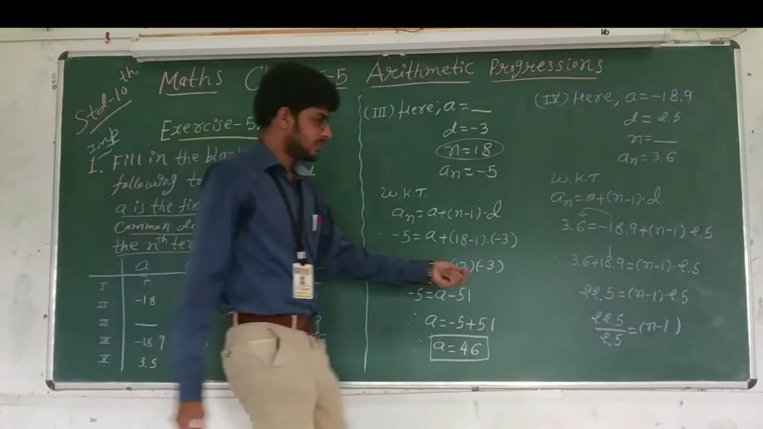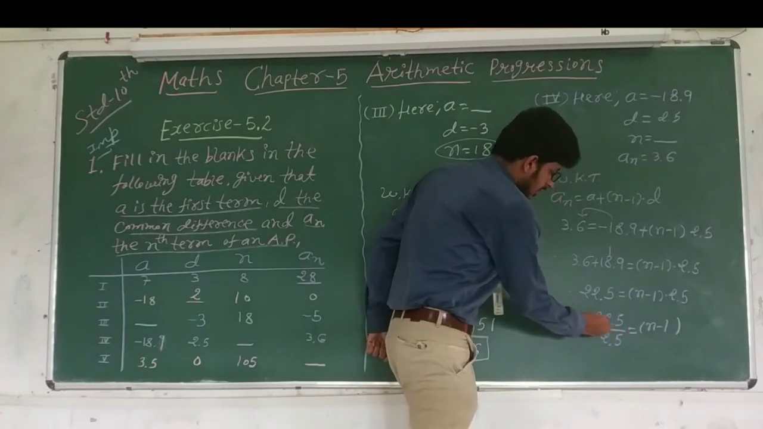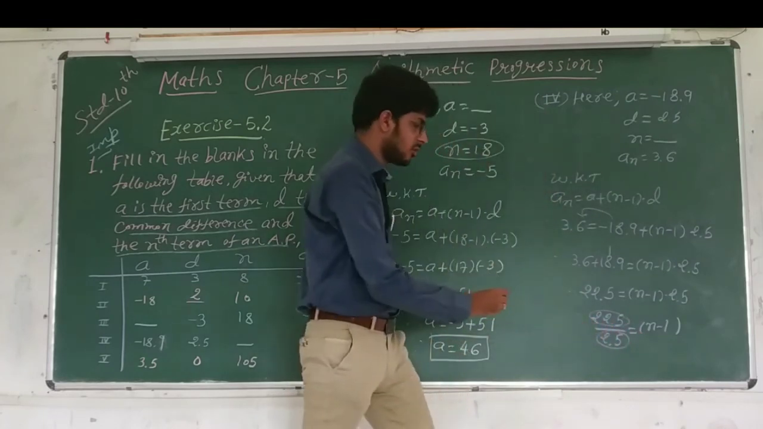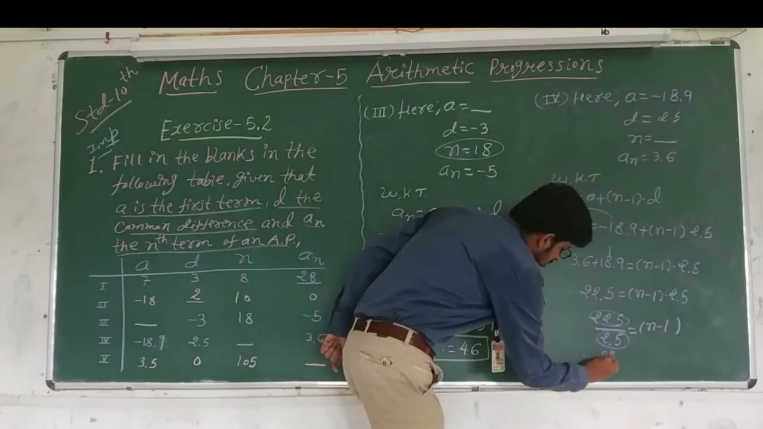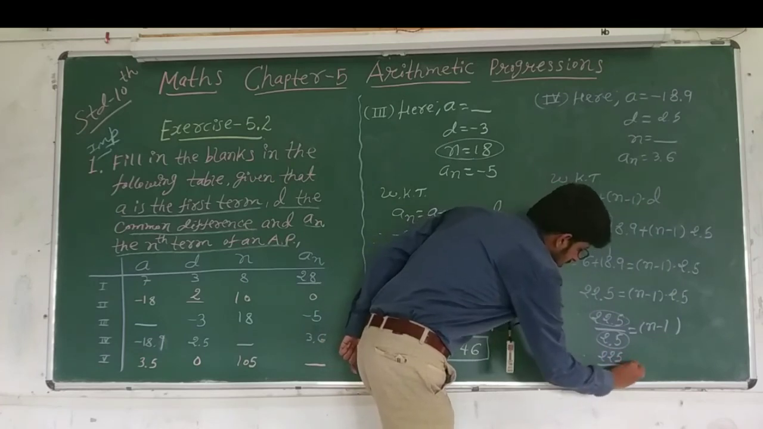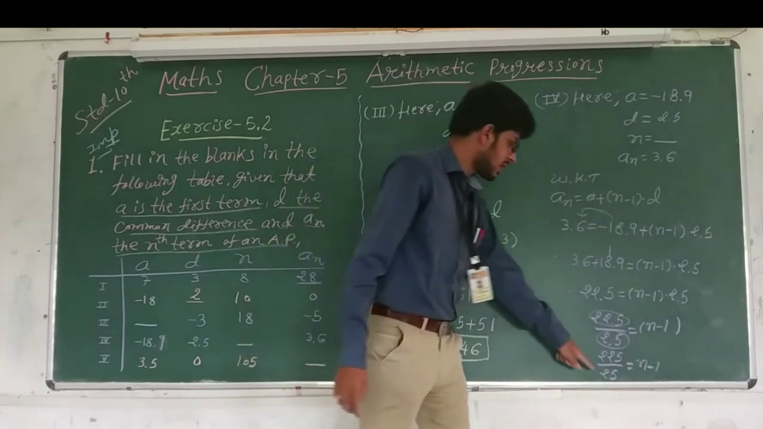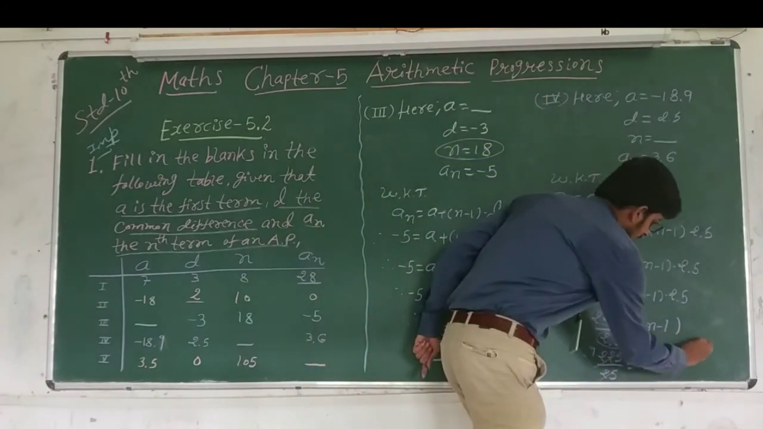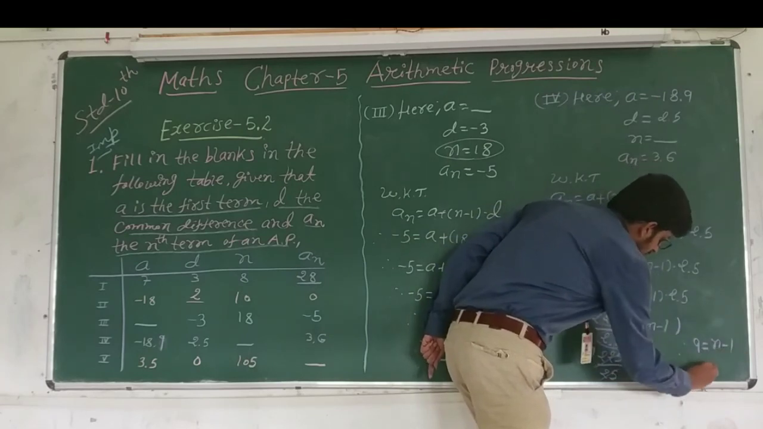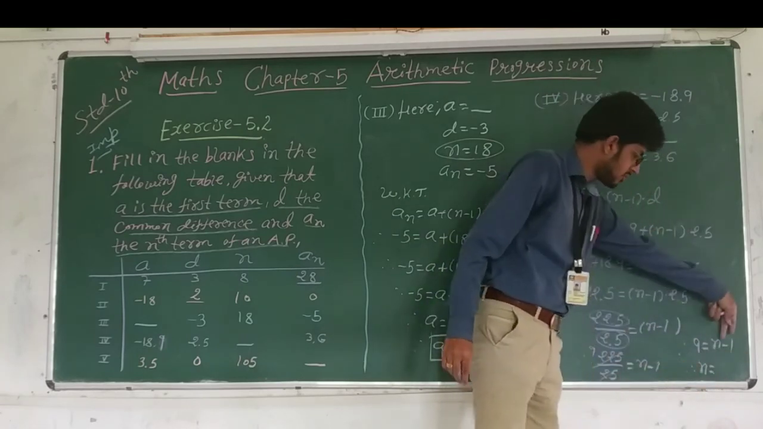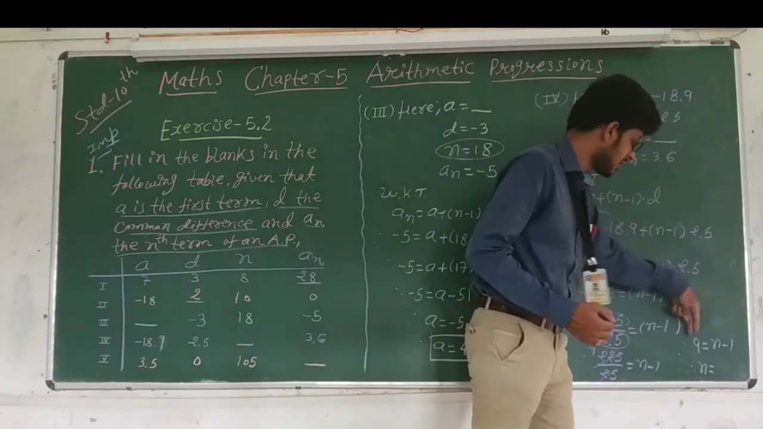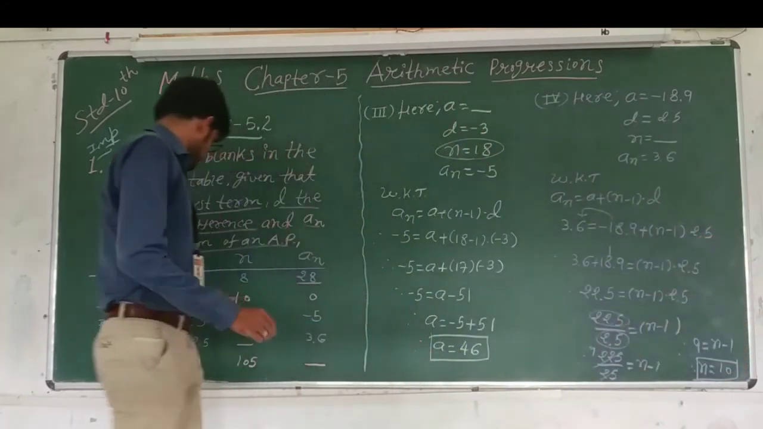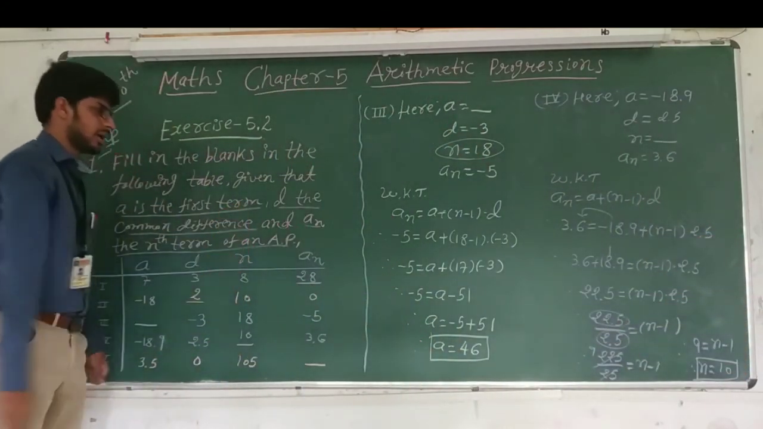Now we have to remove this decimal point. So here 22.5 divided by 10 and 2.5 divided by 10. So 10 can cancel out. So it gives 225 by 25 is equal to n minus 1. So here 25 times 9 is 225. So therefore 9 is equal to n minus 1. Therefore n is equal to 9 plus 1. We have to shift minus 1 to the left hand side. So it gives positive. So 9 plus 1, 10. So the value of n is 10. Okay. So write down 10.